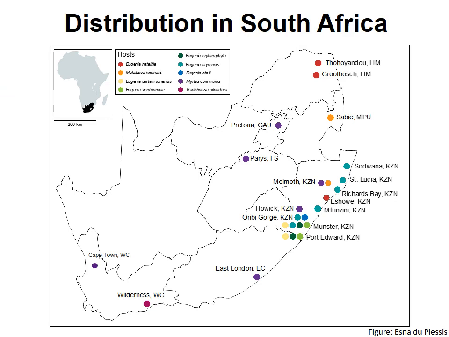Since its first incursion in 2013 in Gauteng, Austropuccinia psidii has expanded its geographic range in South Africa, and this is over a wide range of climatic zones. It also infects several different native and non-native Myrtaceae hosts, so it seems to be quite well adapted in South Africa.